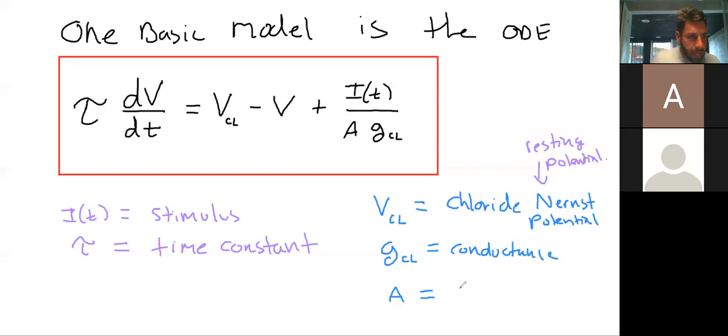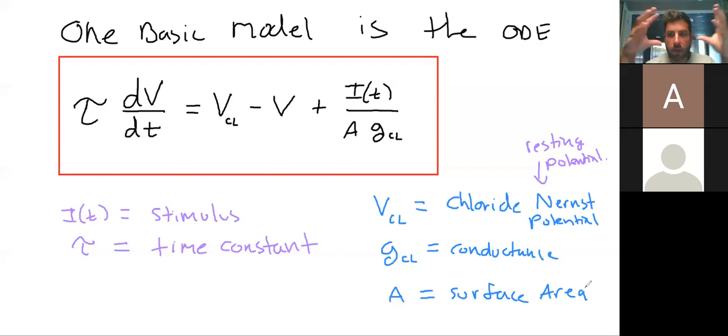And then A, we'll save some time, is just the surface area. You would imagine the surface area plays a role depending on the size of our cell. If it's big, that will affect things versus small. Does anybody have a question about this?